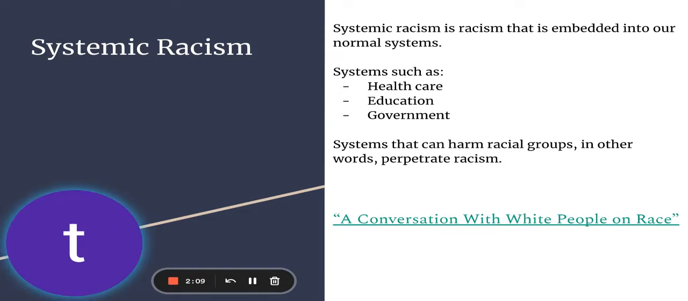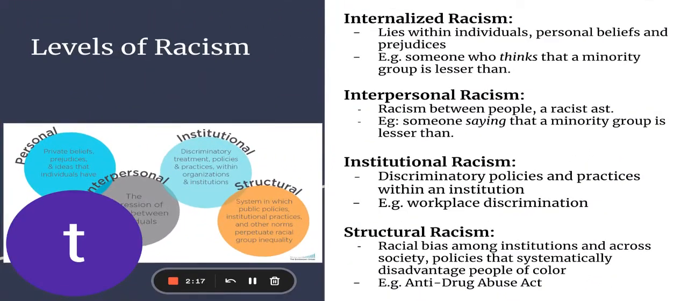So after watching that clip, now we're going to talk more about levels of racism, which were introduced in our previous video. The 4 levels of racism are personal racism, interpersonal racism, institutional racism, and structural racism. Let's go through each one.